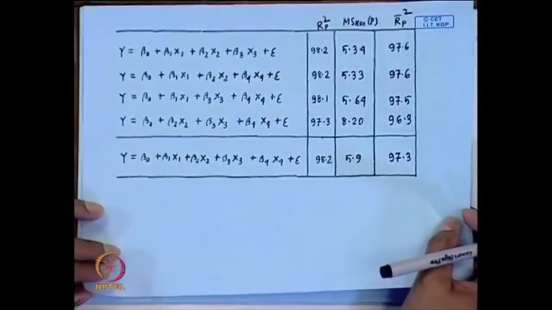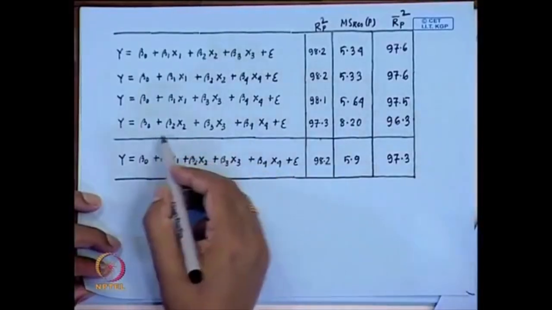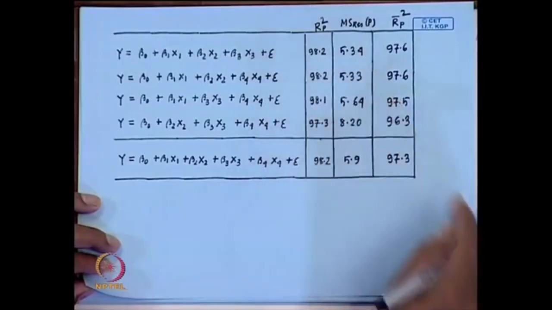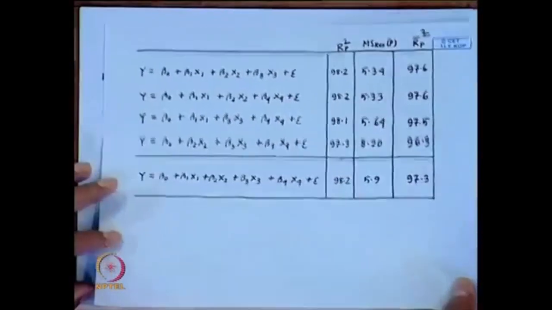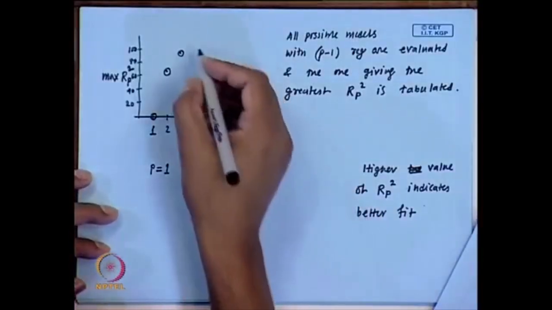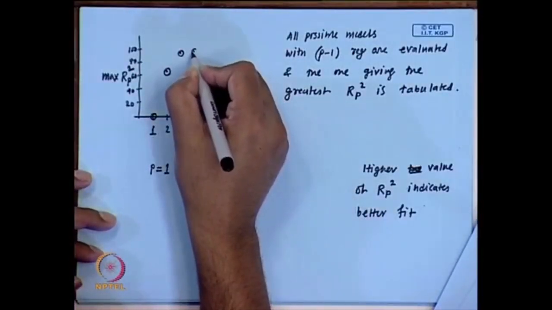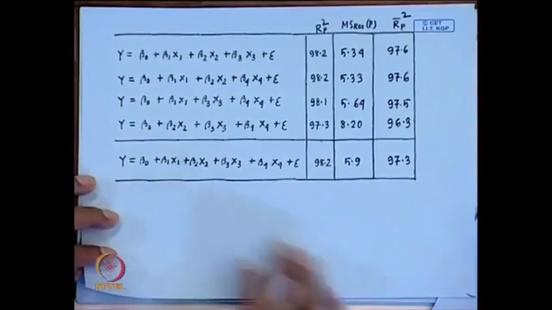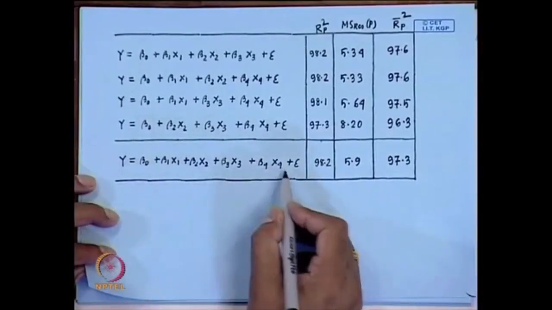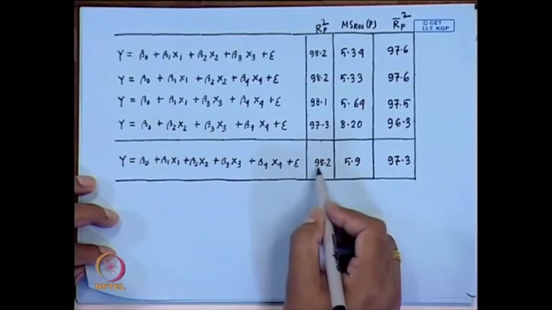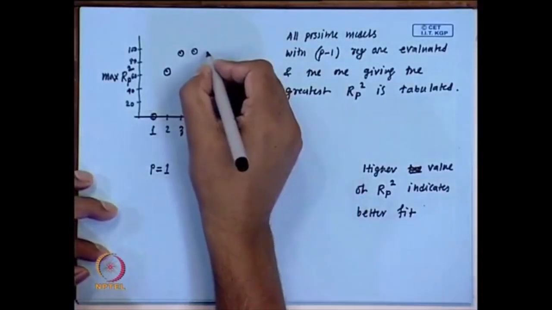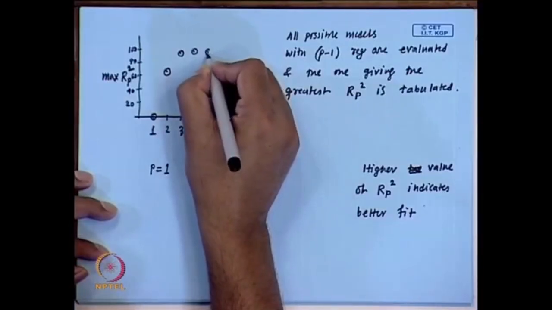Now, for p equal to 4, that means the number of regressors in the model is equal to 3 and the maximum is 98.2. So, for 4 it is 98.2, and p equal to 5 means there are 4 regressors in the model and the coefficient of determination value is 98.2 again. So, we will plot 98.2 here. Okay.